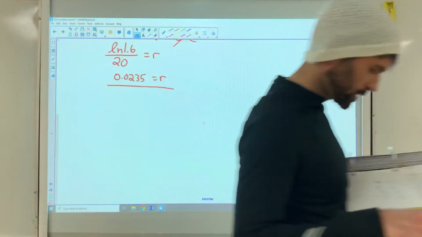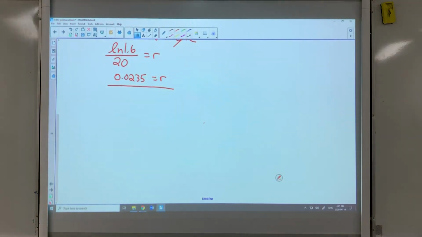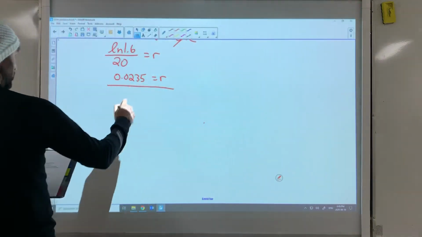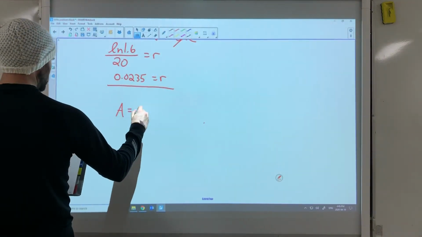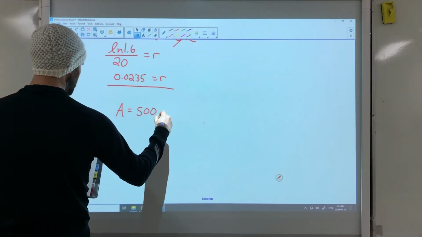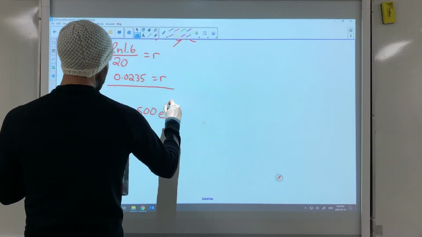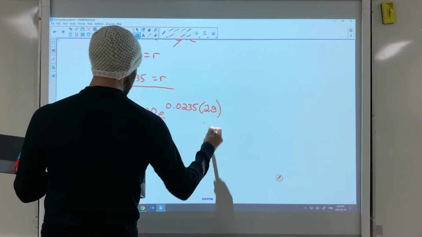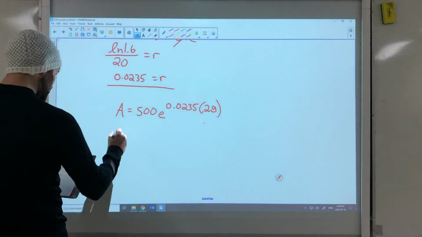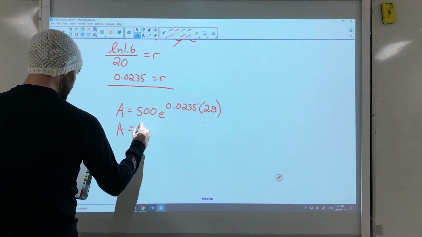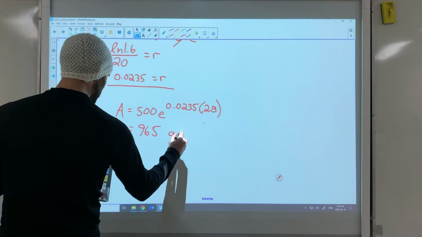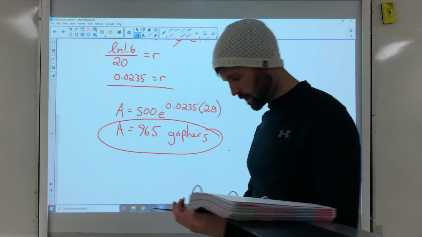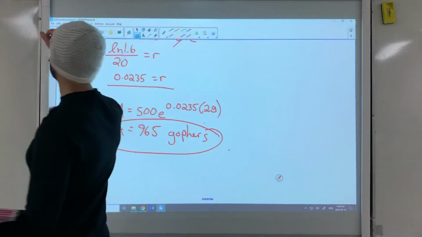Now, what do they want? They want to know how many gophers there will be by day 28. Okay, well, now that you know your rate, you can pop it into this formula. You started with 500 gophers. You know it's e. The rate is 0.0235 and 28 days. Okay, so you pop that in on your calculator. If I did everything correct, I got 965 gophers. Get out to here, you gophers. There. Wonderful. Woo! That was wonderful.